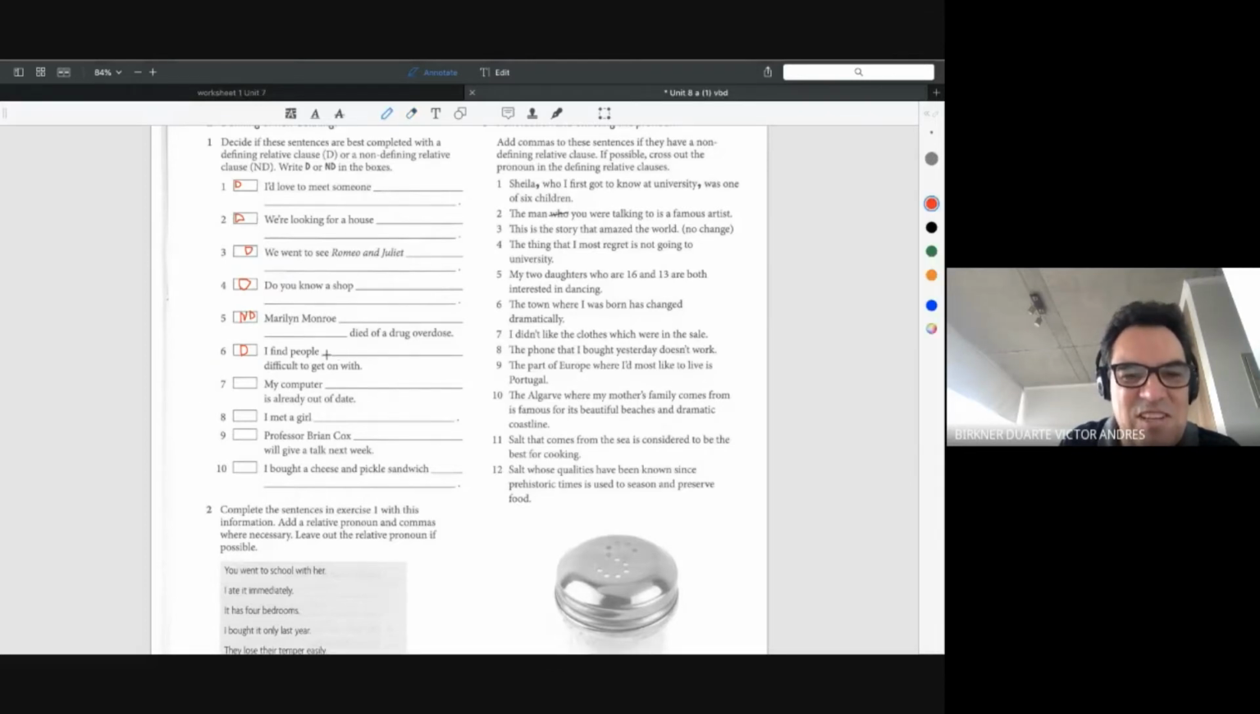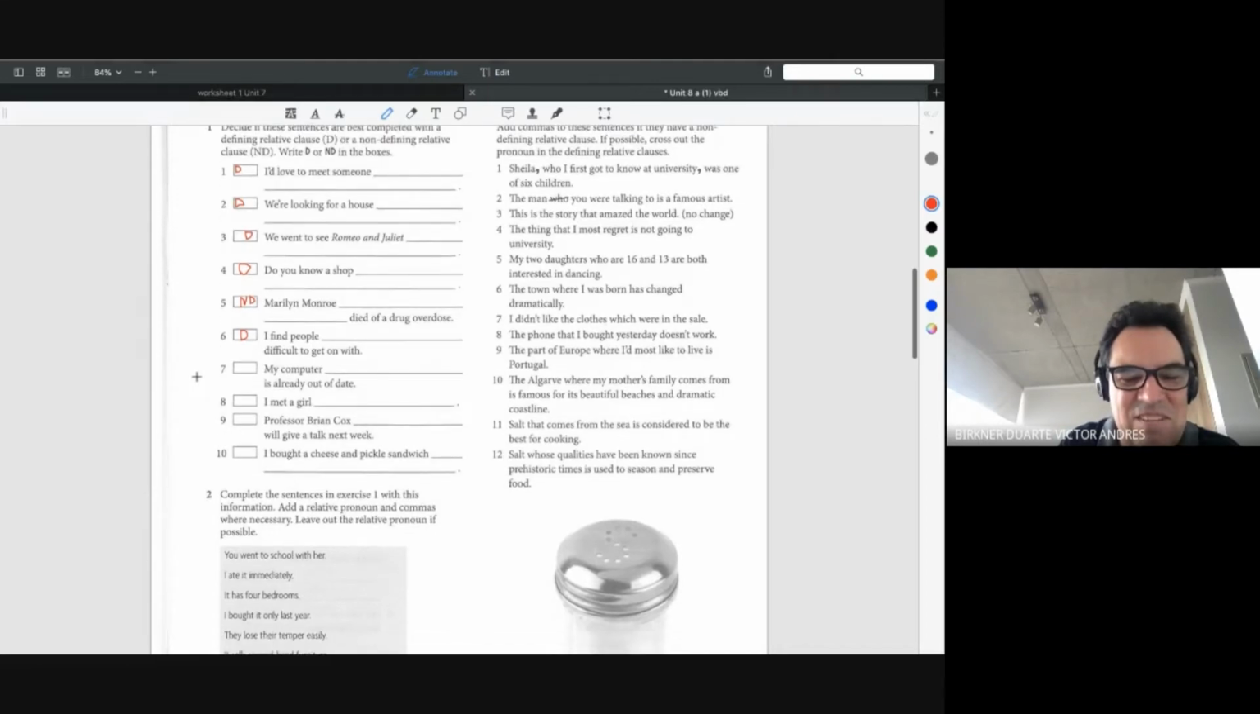This is a little bit tricky. Okay. Do you know that most of the time in tests there are some tricky exercises? They put the line in order to make you confuse yourself, right? My computer is already out of date.